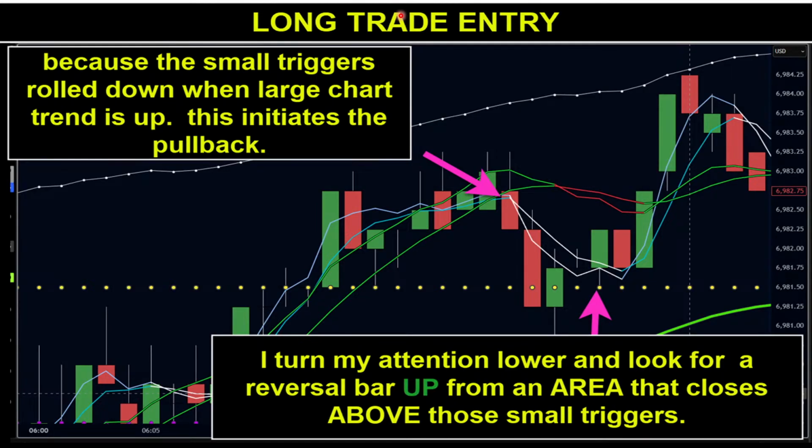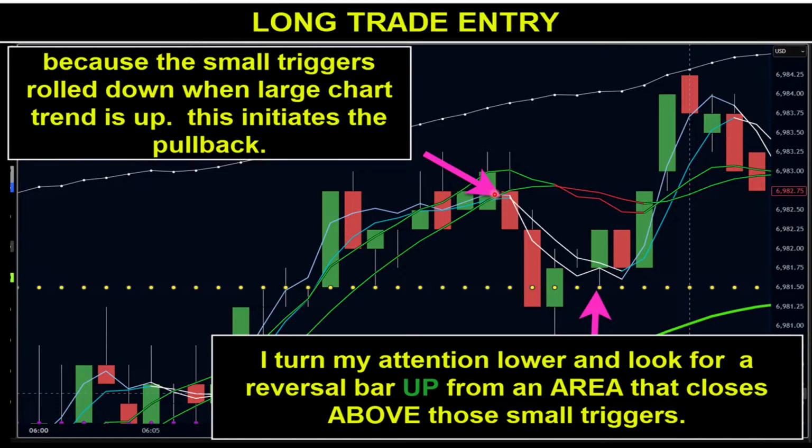When the large chart is up, and when there is room to trouble, you'll turn your attention to the smaller chart. And you're going to see the small triggers roll down when the large chart says up. If you do not see those small triggers turn against you, then you do not have a trend trade. And it's almost too easy. This is the beginning of the fight. And if they never fight, it's not a trend trade.